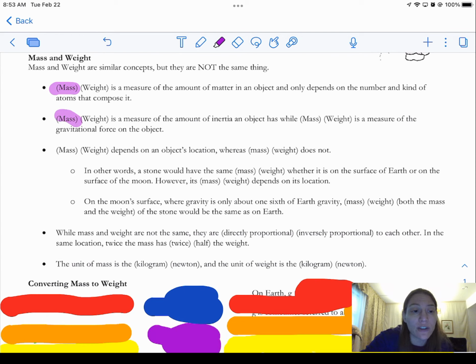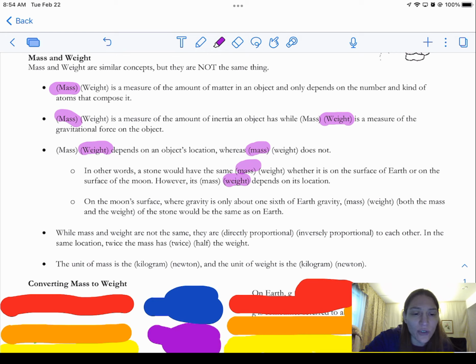And which one is a measure of the gravitational force on an object? That would be the weight. So we'll select those words there. Which one depends on an object's location? That would be weight. Remember, your weight changes when you go to some new place, whereas mass does not. Mass doesn't matter where you are. In other words, a stone would have the same mass, whether it's on the surface of Earth or on the surface of the moon. However, its weight depends on its location. So we'll go ahead and circle those two words there.